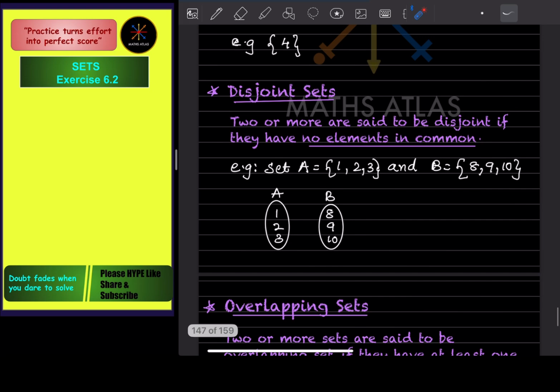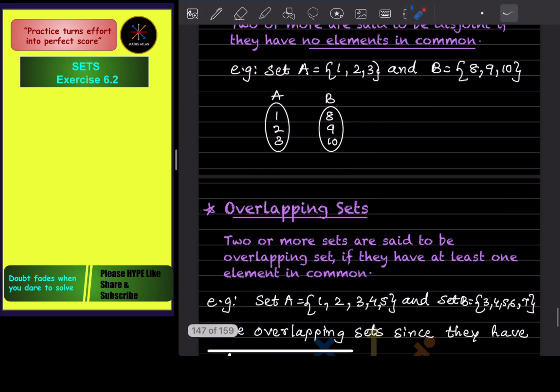Then the disjoint sets. Two or more sets are said to be disjoint if they have no elements in common. Now set A is 1, 2, 3, and set B is 8, 9, 10. You can see all these numbers are different, so there is no common element. So we can say these are disjoint sets.